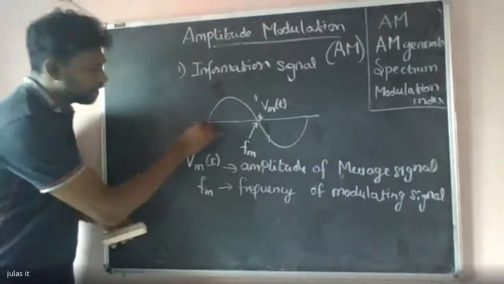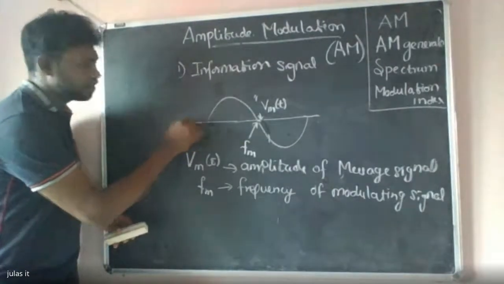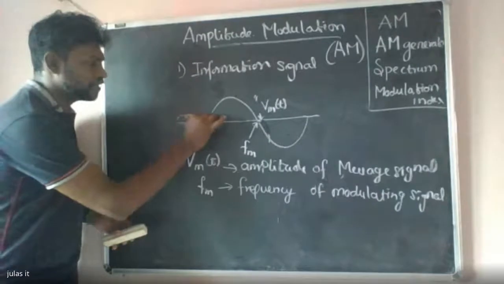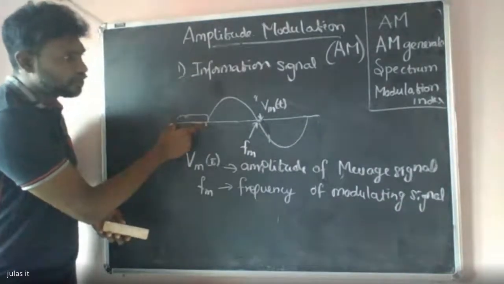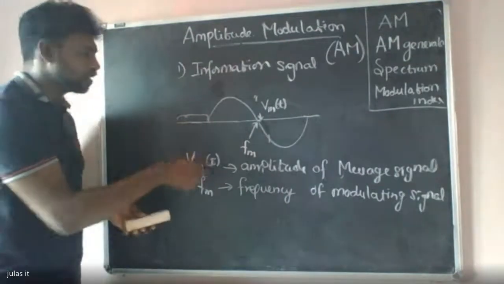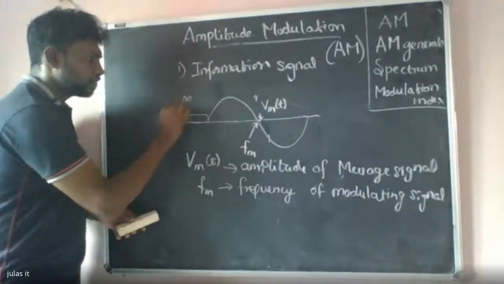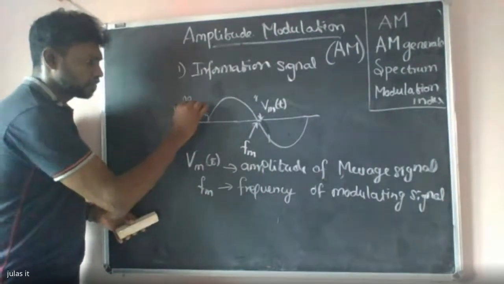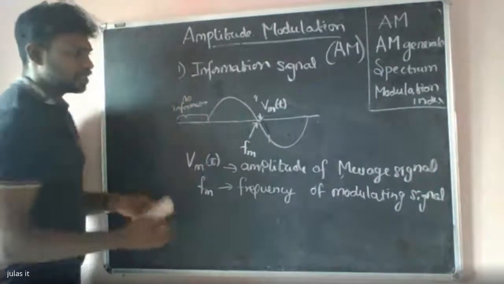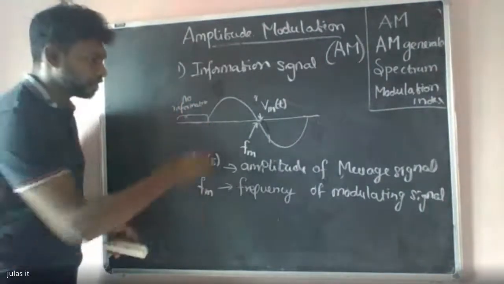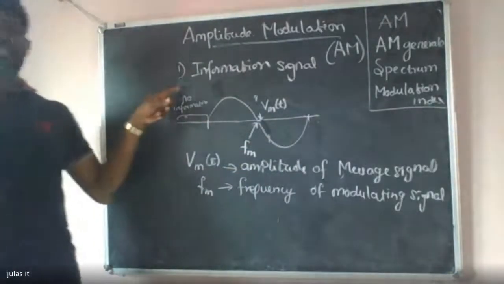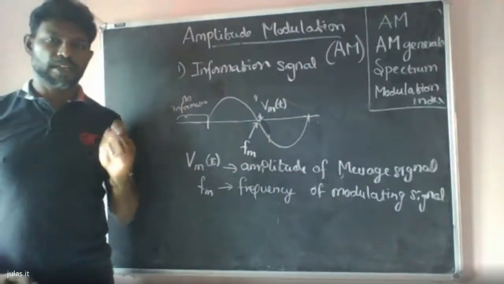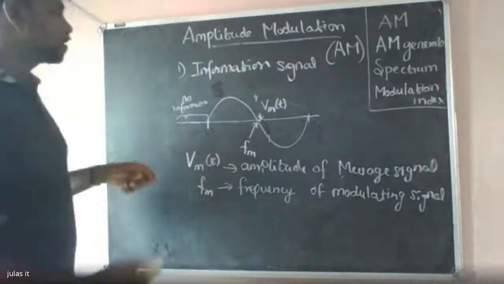Here you can find a small part of the diagram on the left, right? Here on the left, no information is there. In this part, no information has been given. The message starts from here only, this point. From this point to this point, this is for an information signal. Okay, now we go to the second part.